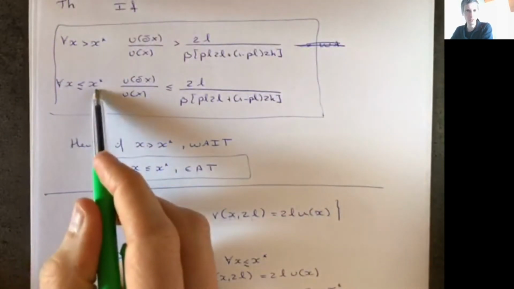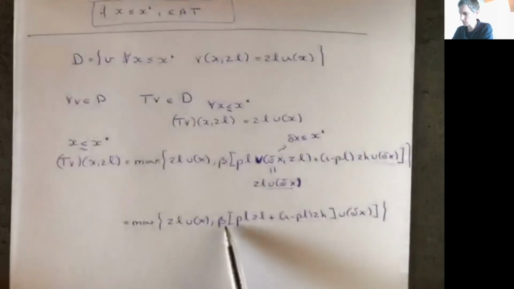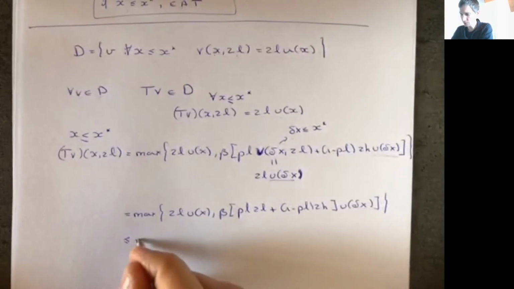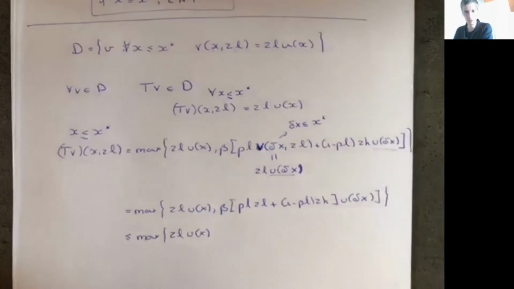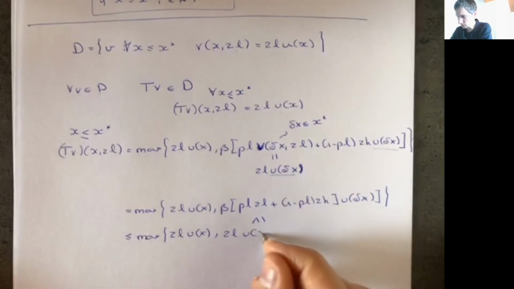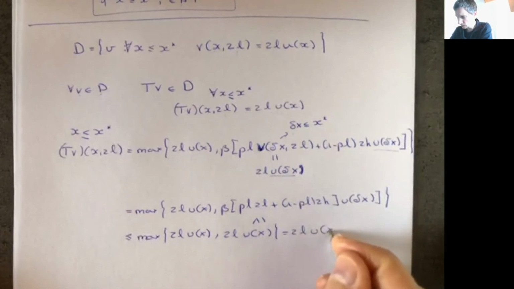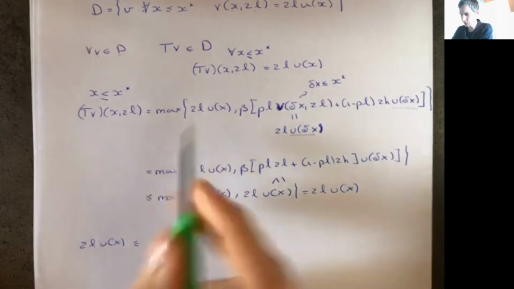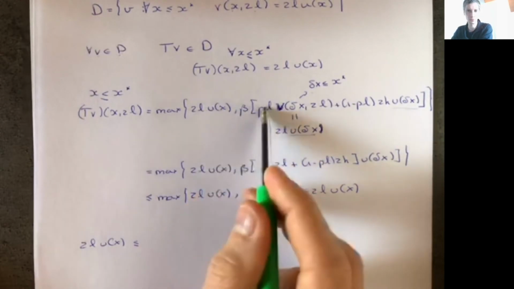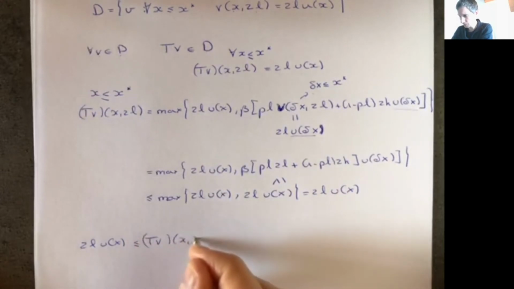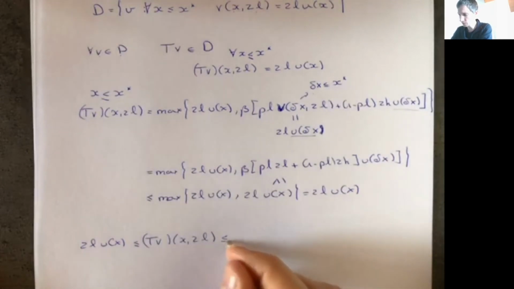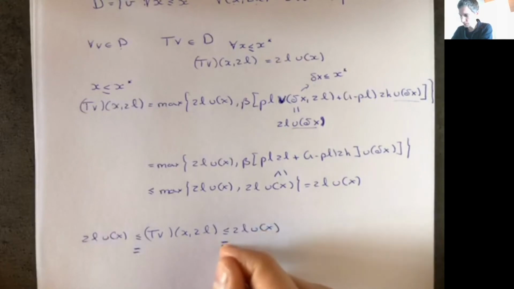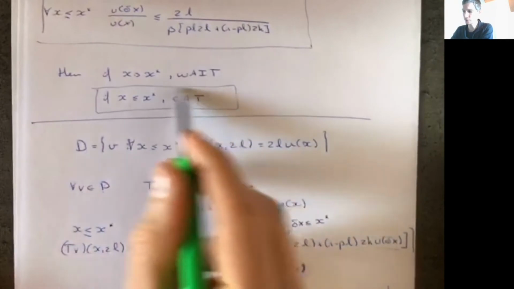And now, because x is smaller than x star, by assumption, this u of delta x times this is equal to this part here. If I bring this to the other side, I know that this will be lower or equal to ZL times u of x. So this is less or equal to the maximum of this here, and then the second part is lower or equal to ZL u of x. So this is equal to ZL u of x. Okay, so the first part, ZL u of x, is of course lower or equal to the maximum of these two things, which is TV of x ZL. And this derivation has shown that TV is also lower or equal to ZL u of x. So TV is sandwiched between two terms that are equal, so here we have equalities. Okay, and this shows the first part of the theorem.